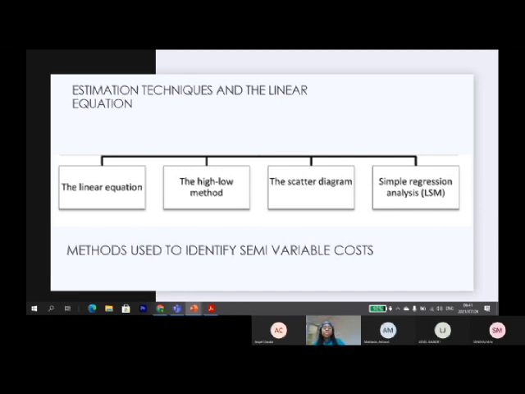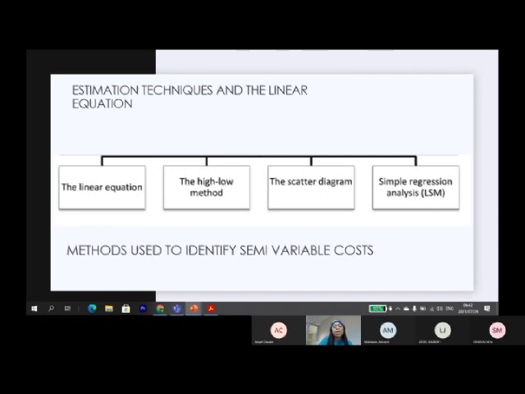After I finish my 1 gig, I'm now going to be charged according to the consumption that I make of that data. So what are these tools? The tools that we have are the linear equation, which we'll look at, the high-low method, very, very key that you know it, then the scatter diagram and the simple regression analysis.